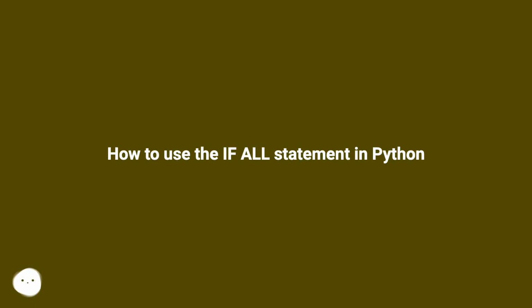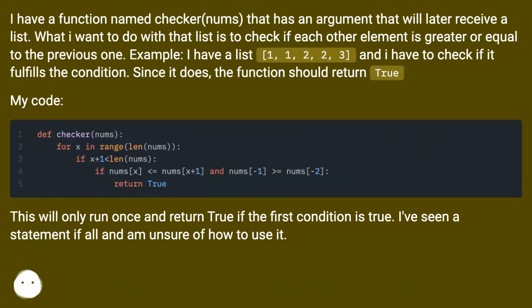How to use the if-all statement in Python. I have a function named checker, nums, that has an argument that will later receive a list.